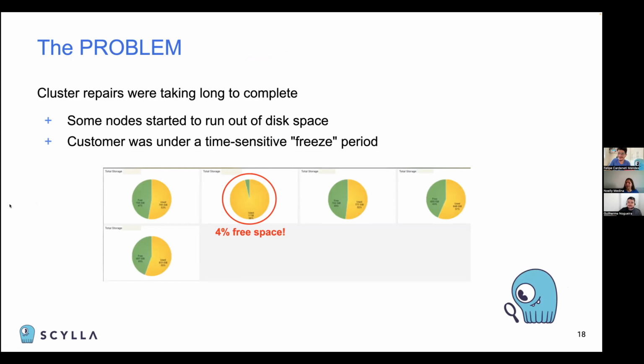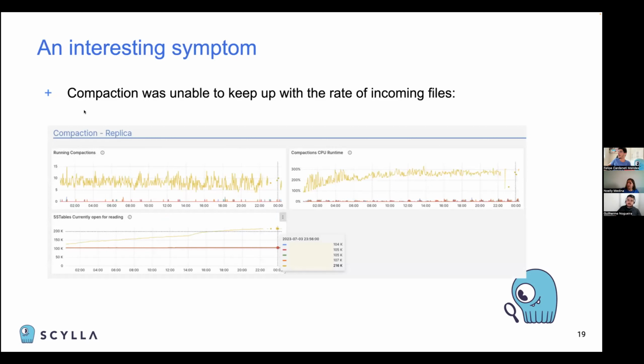Yeah. Thank you. So we could see that a repair was running, taking long to finish, and that it was impacting the latency. And why can't we blame the repair? Because analyzing in a higher time window, the monitoring, we could see that the latencies were stable in other periods while the repair was not running. And another interesting symptom was that the compactions were not being able to handle the rate of incoming files.